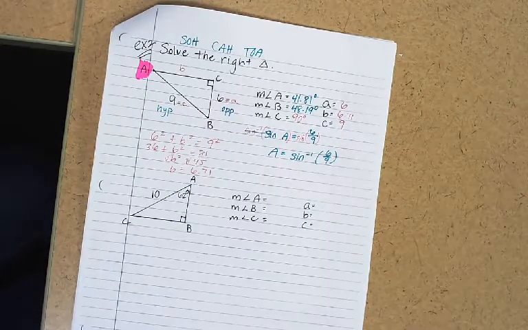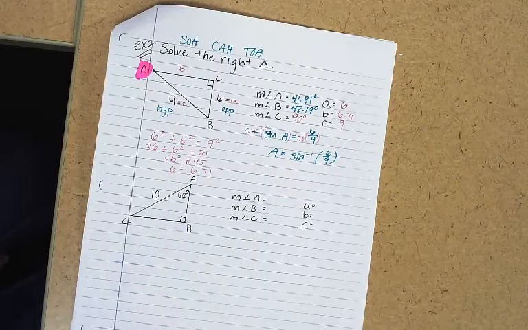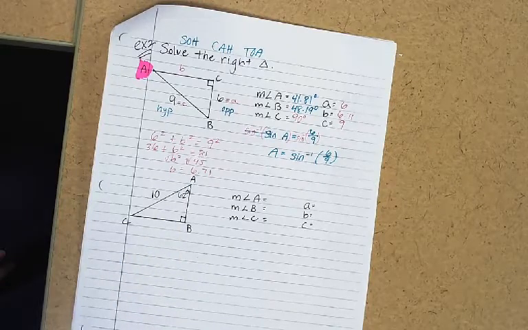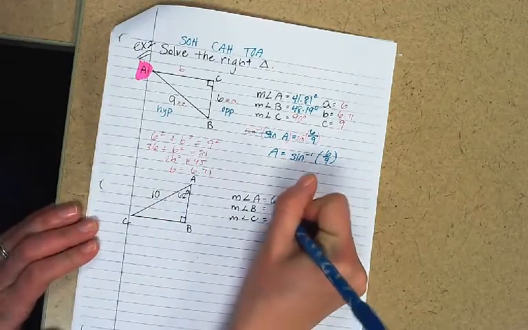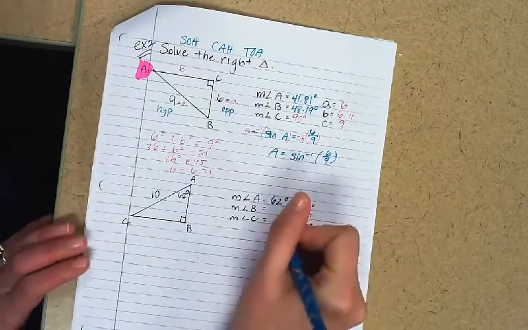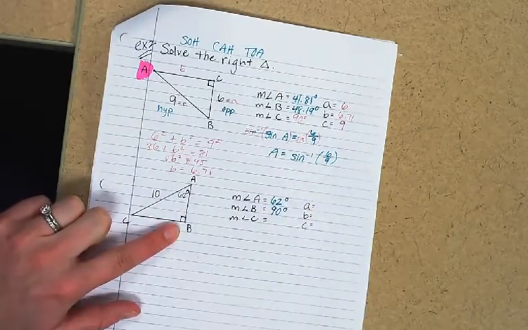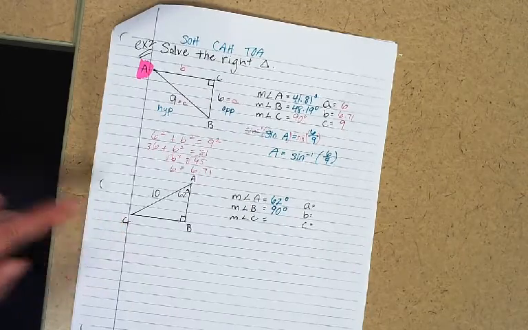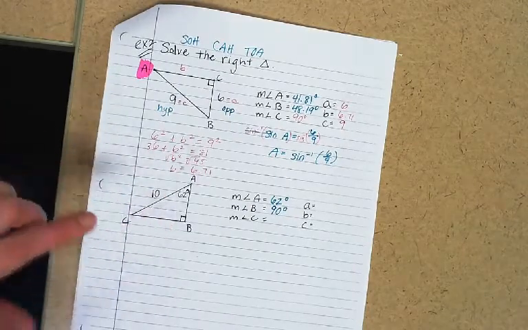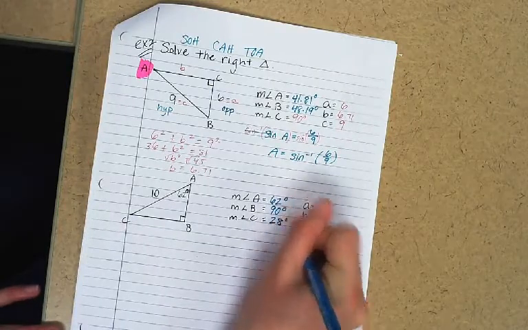On this last one, we're given 2 of the 3 angles and only one side. So what you should do here is fill out what the angles are. The measure of angle A is 62 degrees. The measure of angle B is 90 degrees this time, because that's our right angle. And then the measure of angle C, again, you can just do 180 minus 62 minus 90, and you'll get that the measure of angle C is 28 degrees.